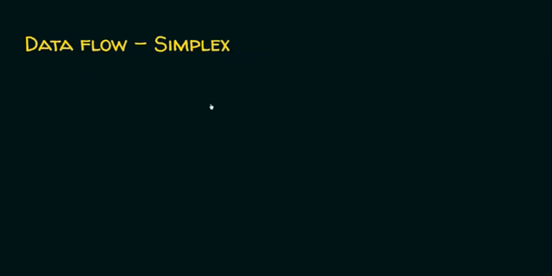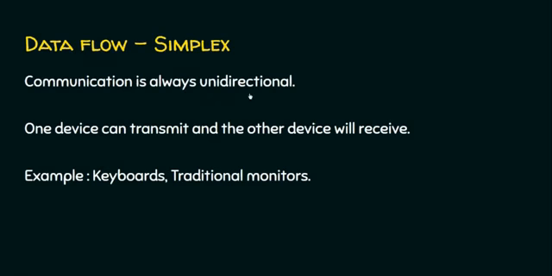Firstly, the simplex. It is always a unidirectional communication. One node can transmit and the other will receive. For example, keyboards. Just take a keyboard connected to a CPU. The keyboard is going to give data to the CPU, whereas the CPU is not going to give any data to the keyboard. Likewise, our traditional monitors. I am not talking about touch monitors, our traditional monitors. Whatever data is there in the CPU is going to be given to the monitor, and the monitor is not going to give any information to the CPU. In both cases, the communication is always unidirectional.